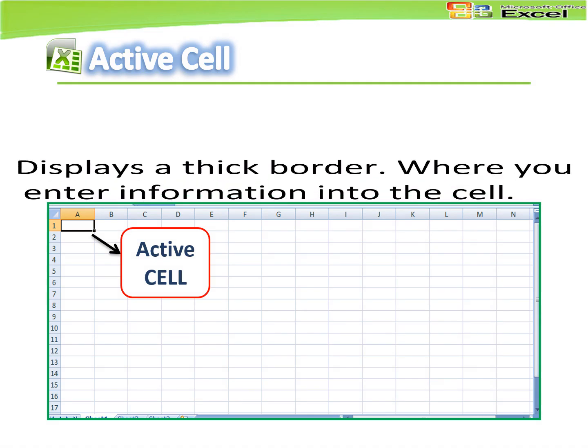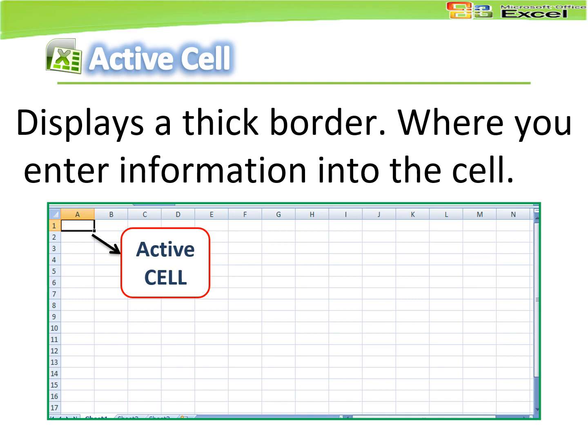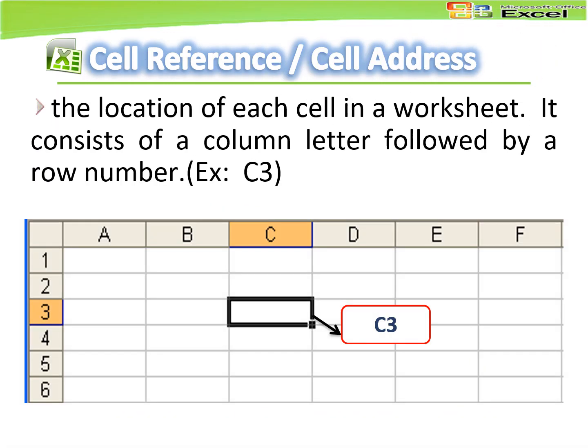And we have here also the active cell. So when we say active cell, it is the cell that you click, alright, it displays a thick border where you enter information into the cell. Meaning to say it's ready, alright, for entering data. And we have again, of course, the cell reference, or what we call cell address. So it is the location of each cell in worksheet. It consists of a column letter followed by a row number. For this example, alright, the cell address or cell reference is C3.